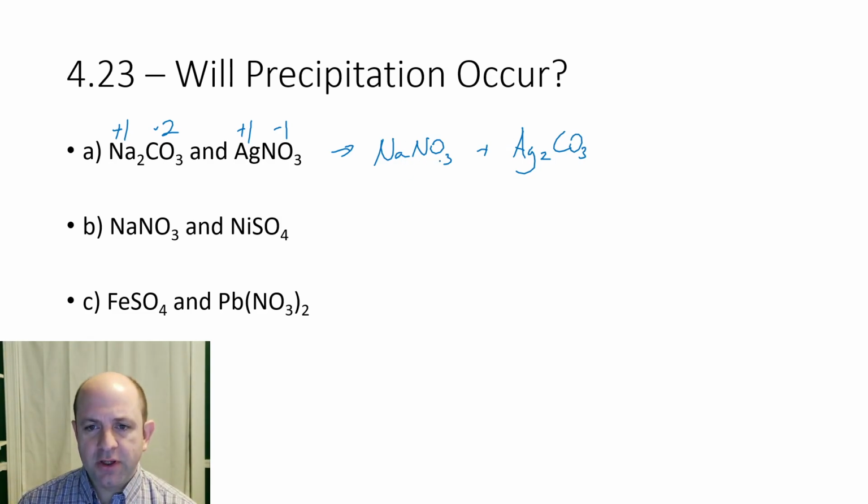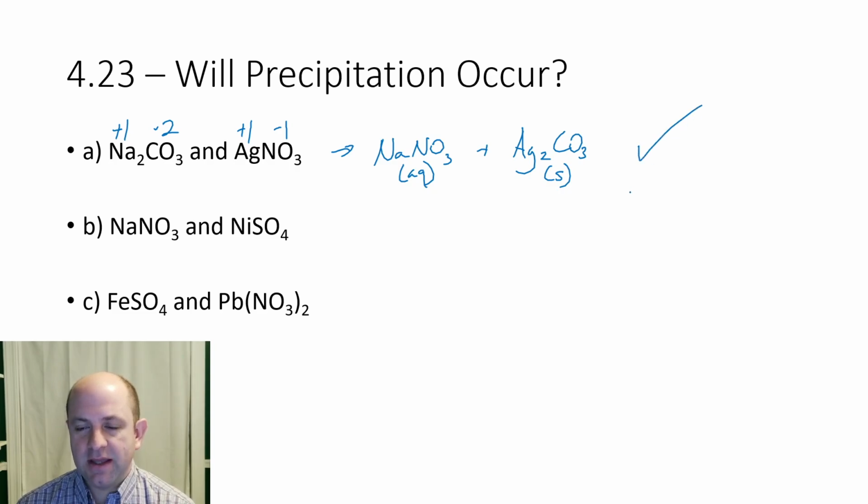So in this case, sodium nitrate. Sodium is one of the rules that was always soluble. Nitrate's always soluble. This thing is going to be aqueous no matter what. Silver carbonate. Carbonate was a rule of it's almost always insoluble unless it's with an alkali metal. Silver is not an alkali metal. This is going to be solid, which means yes, precipitation does occur.